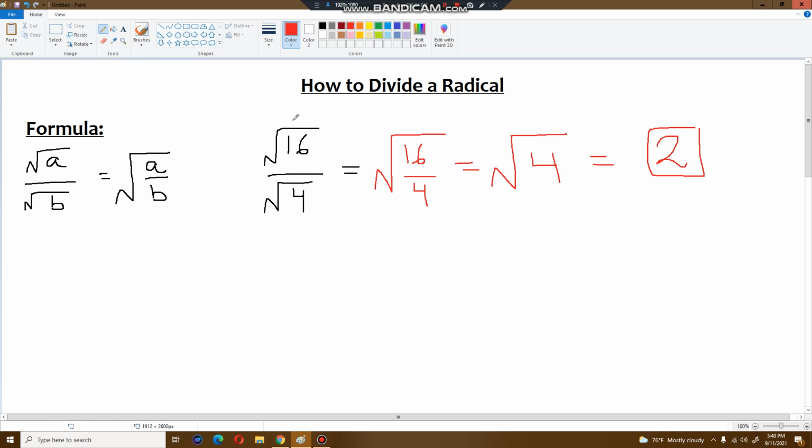Now again, take a look at the situation. These are perfect square roots. If I can solve them, go ahead and solve them out. The square root of 16, as you guys know, is 4. And the square root of 4 is 2. And 4 divided by 2 is 2. Same exact answer. That's how you use a formula. Very basic, very simple, easy way to divide a radical.